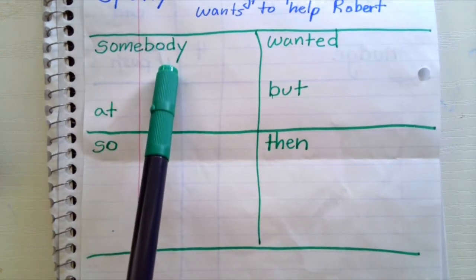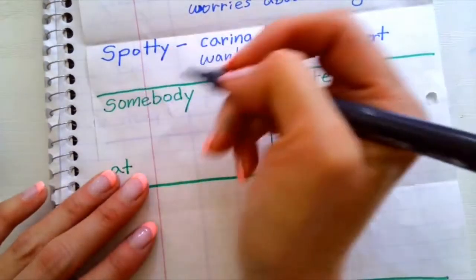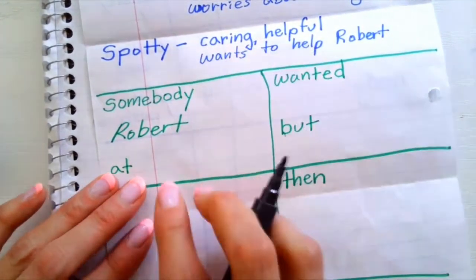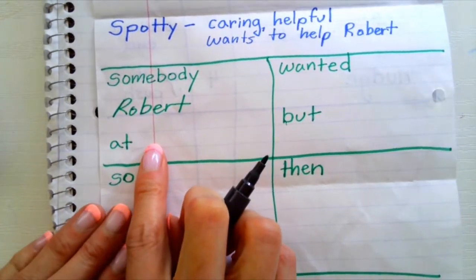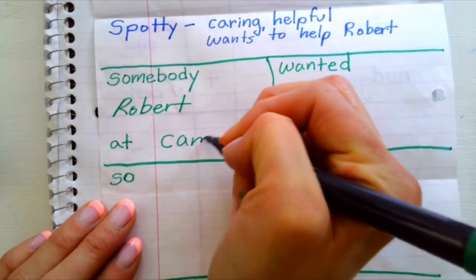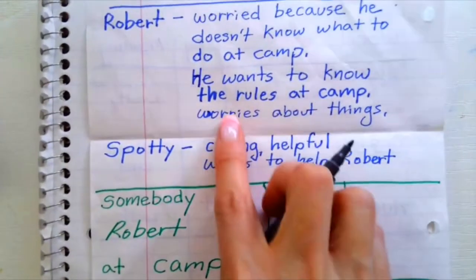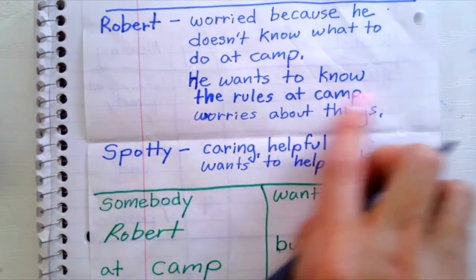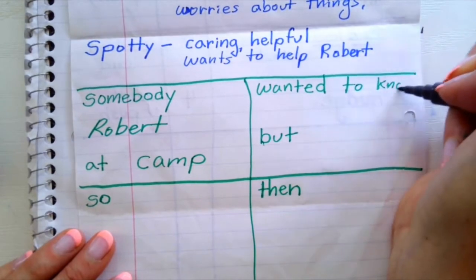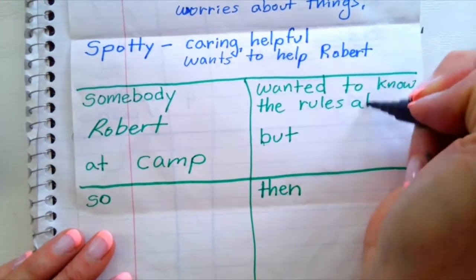Somebody, who's the story about? It's about Robert. We can write his name in right now. Where is the story happening? At a camp. Robert at camp. What did Robert want? Did we write that down? He wants to know the rules at camp. Ooh. Wanted to know the rules at camp.